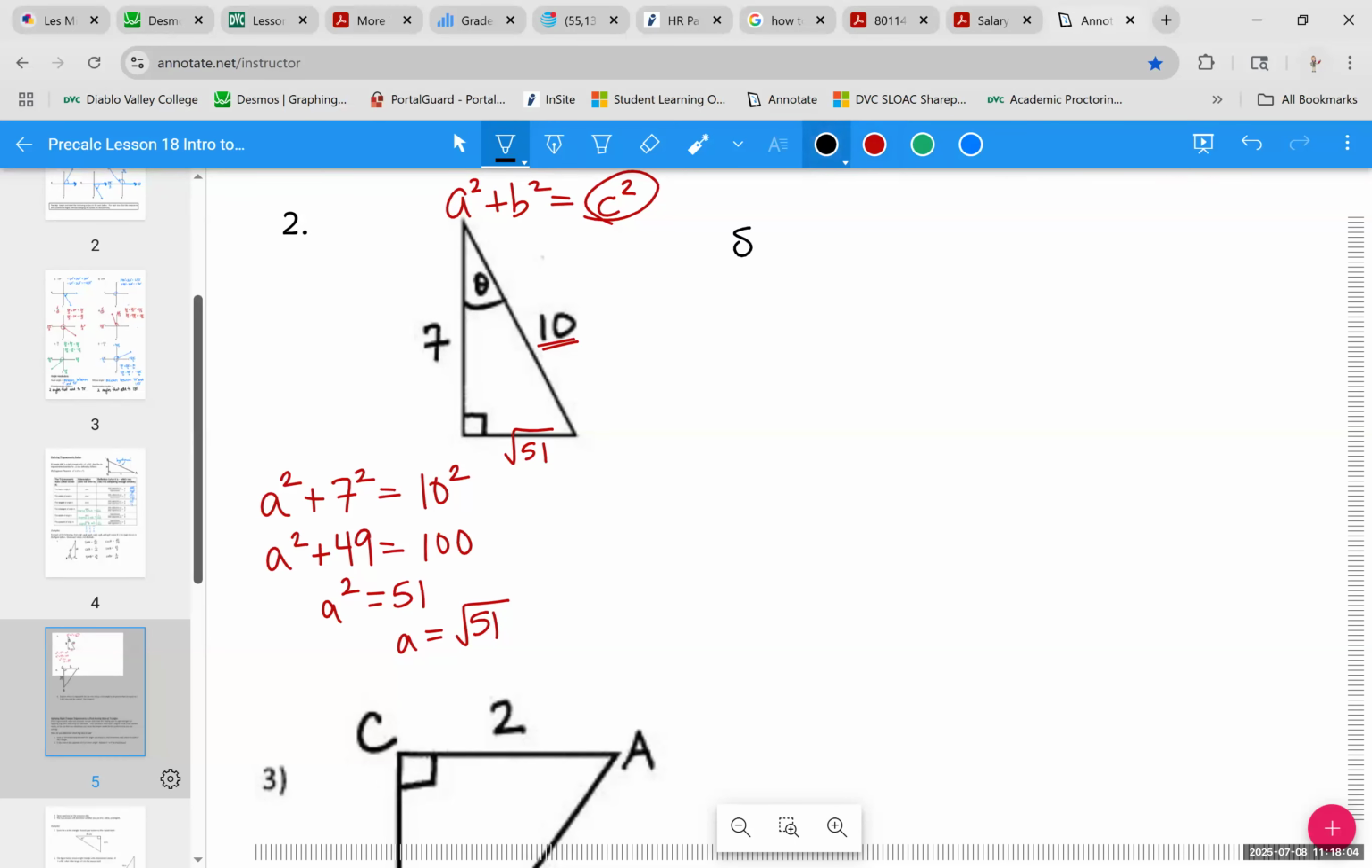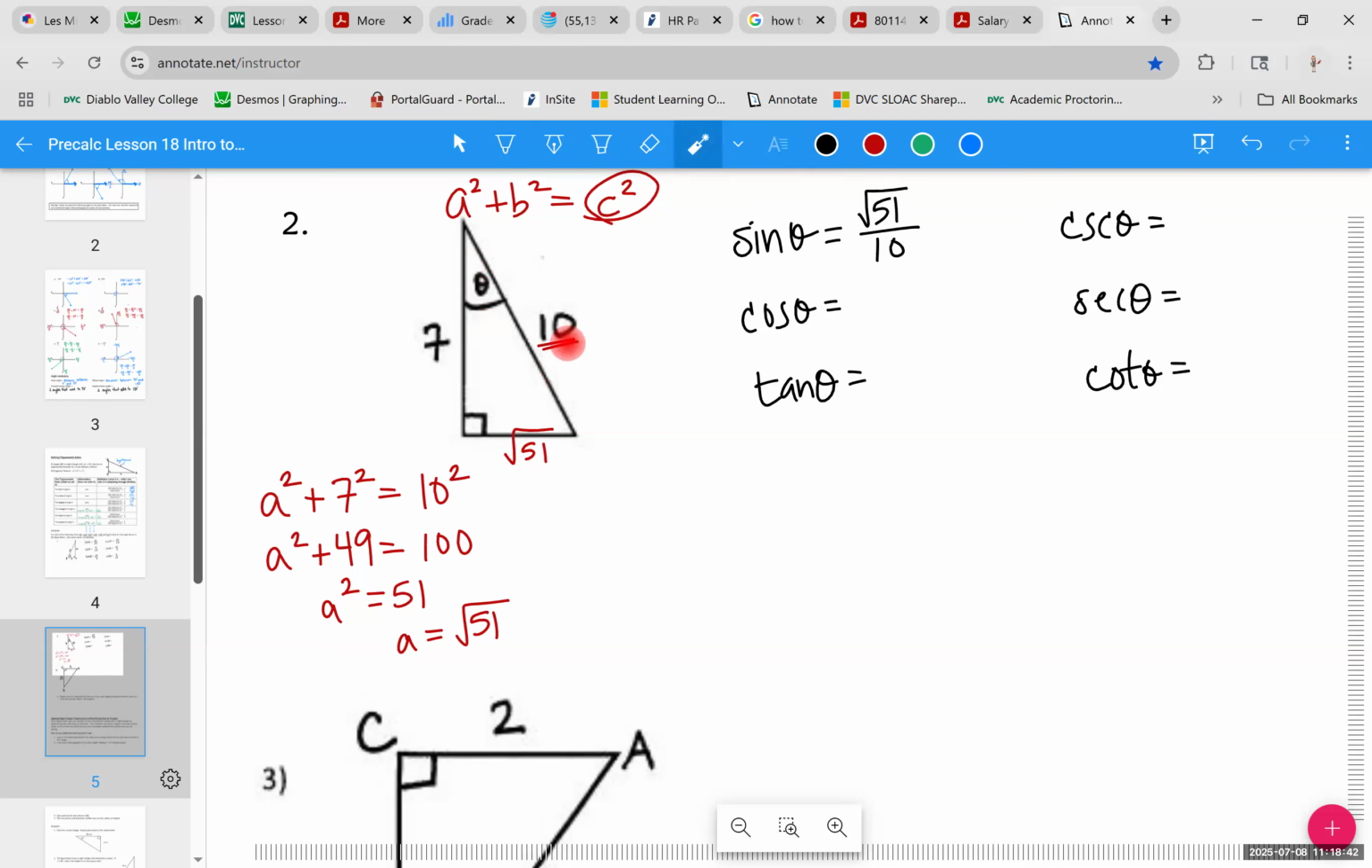And now I should be able to fill in my sine, cosine, and tangent, and then just flip them for my cosecant, secant, and cotangent. All right, remember, you have to start at the angle. So my angle is here. So hypotenuse is always 10, but my opposite will be the square root of 51. So sine, so opposite over hypotenuse.